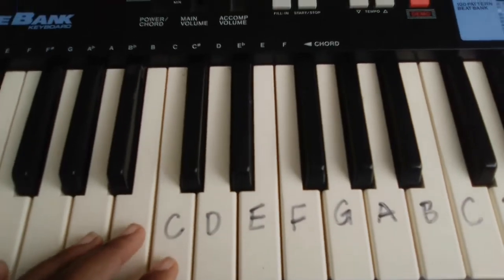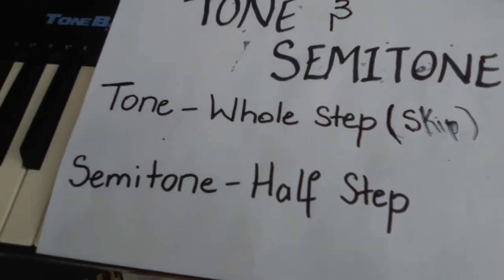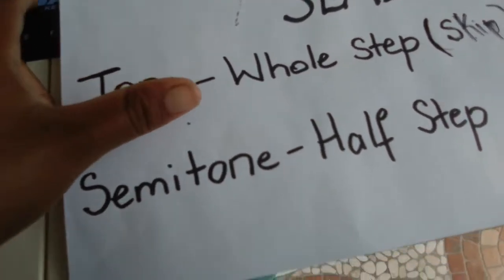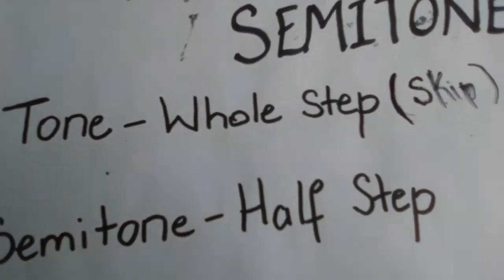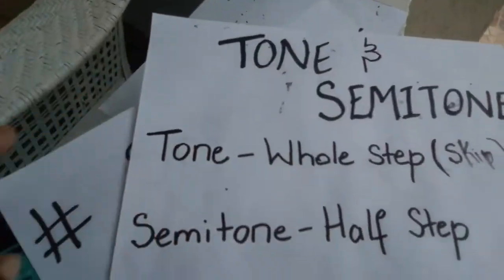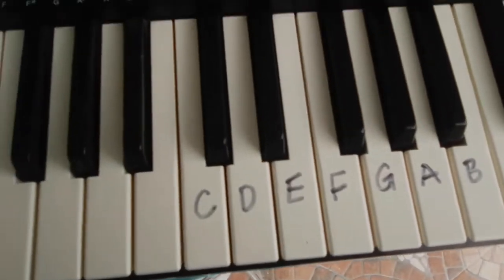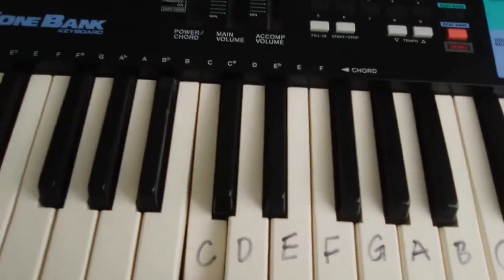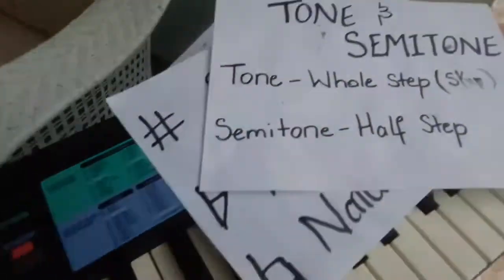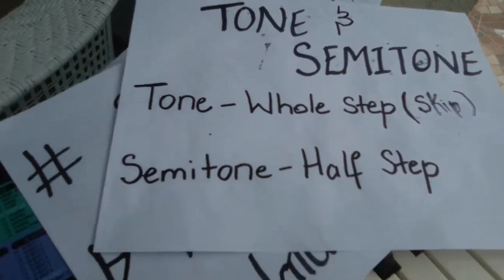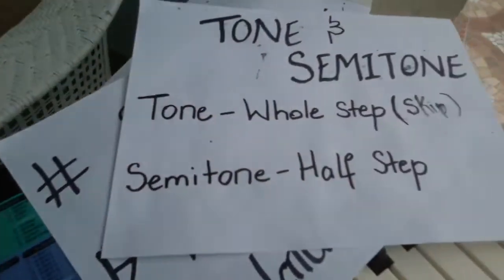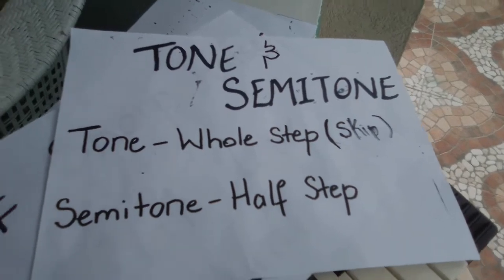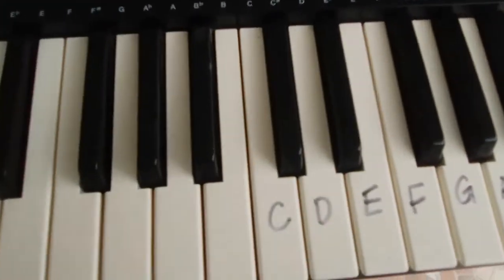Moving on to semitones. Semitones are also called half steps. So let's explore what a half step or a semitone truly is. Now let's look at the keyboard. What I would use to remember the semitone is that the semitones are neighbors. The notes are neighbors. Now let me show you why I say that.